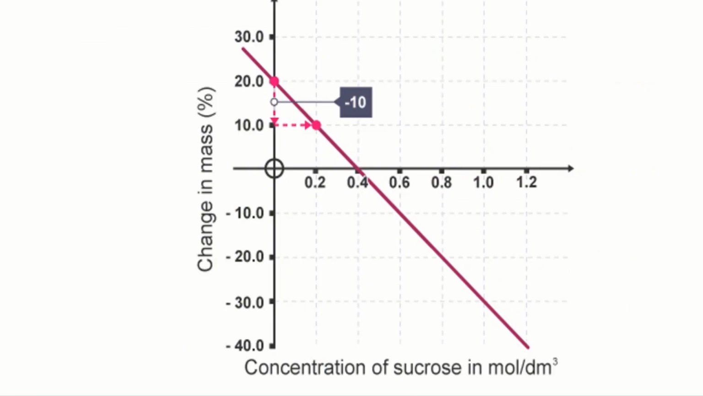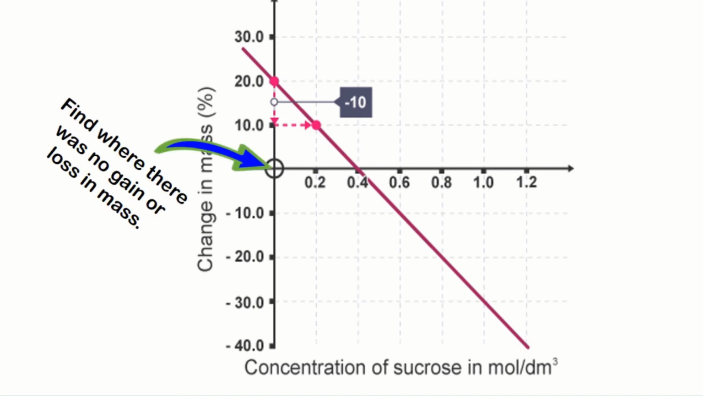And that's quite a common question when you're given a graph and it will say, what's the concentration of sugar in my potato? It might look scary, but it's quite easy. You just find 0 on your graph, the point where there's not been any gain or loss in mass, and you just go along that line sideways until you find the line of best fit. And wherever you hit that line of best fit, that will be the concentration. So in this case, it crosses it at 0.4. So that's pretty much it.